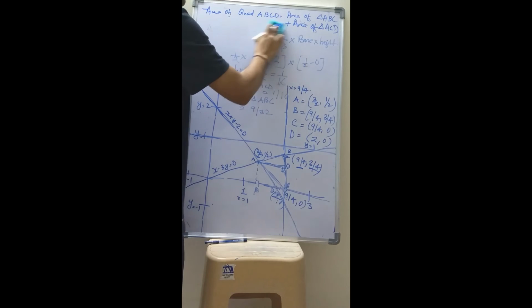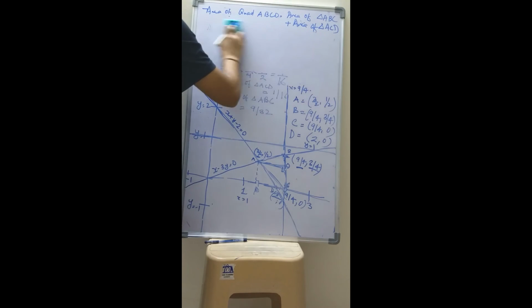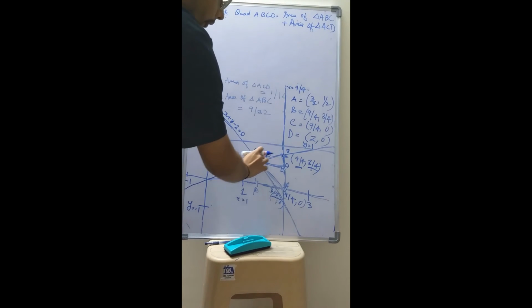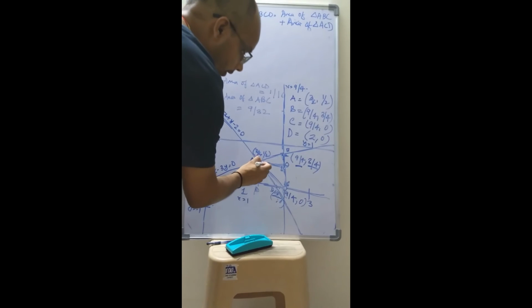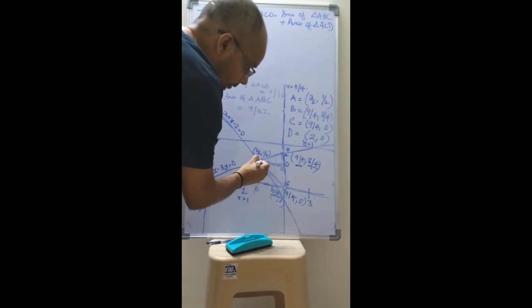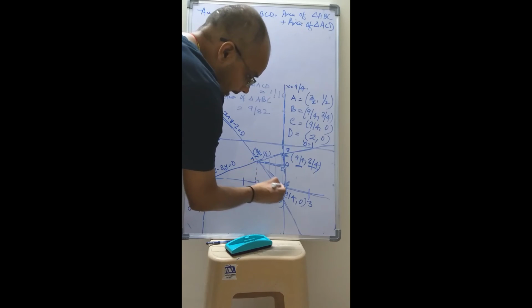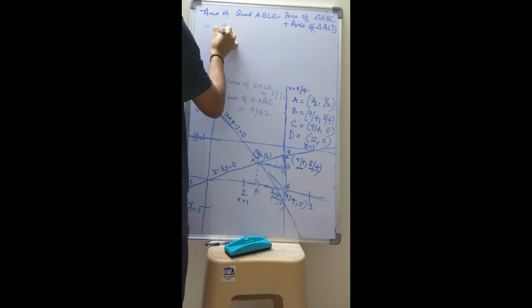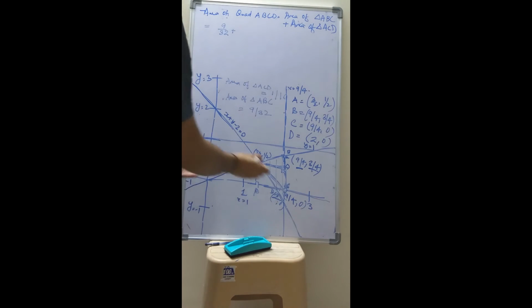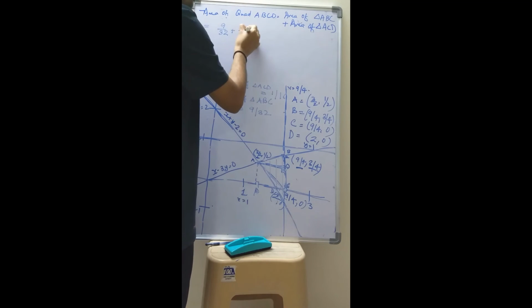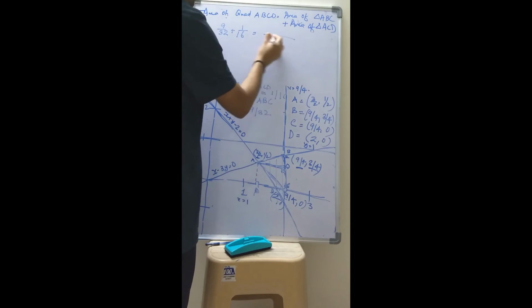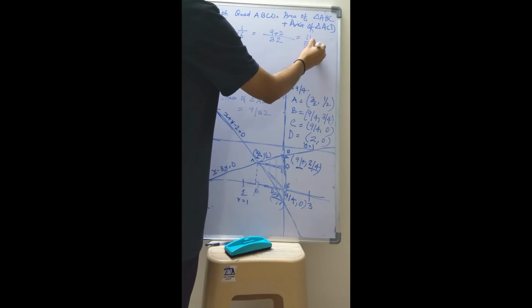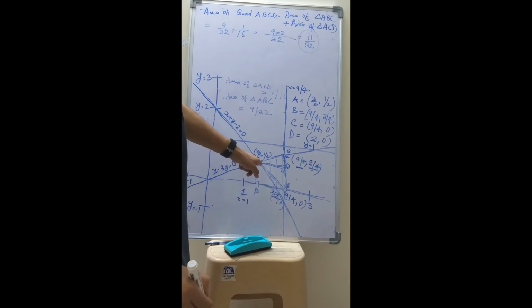Let me erase the top portion. So now what is the area of quadrilateral ABCD, the entire portion? If you sum ABC and ACD, then you get the area of this. This is 9 by 32 plus 1 by 16. This is the area of quadrilateral ABCD.